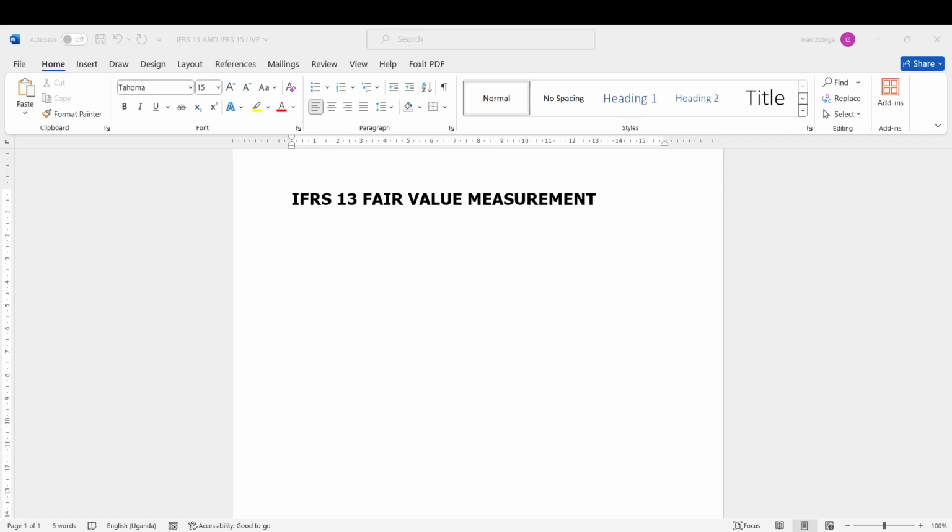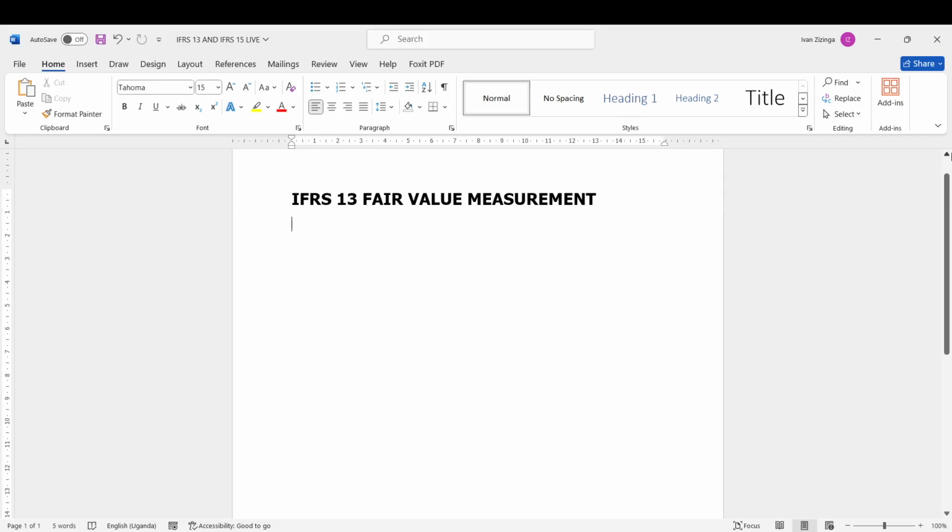So, having covered the standard, can someone give us a brief of what they remember from that standard? Any discussion from anyone? Ivan, do you remember anything? Yes, I remember a few things on this standard.